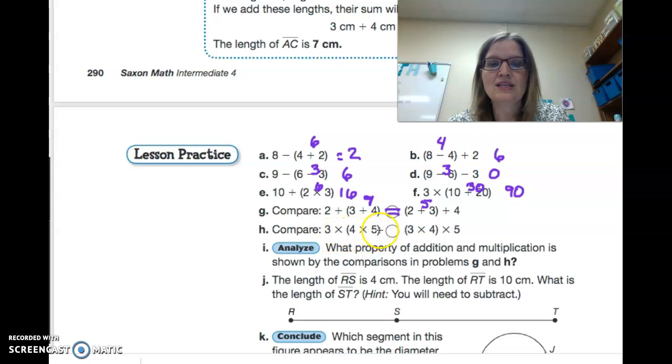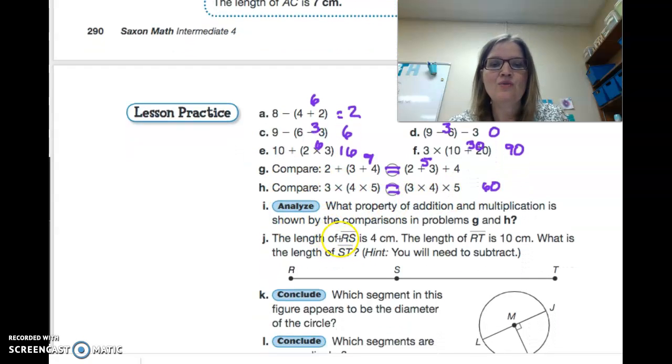Once more, I can see that this is going to be the associative property of multiplication, and it will be equal. I also know that both products are going to be, it looks like, 60, because 3 times 4 is 12, 12 times 5 is 60. Letter I, what property of addition and multiplication is shown in the comparison problems G and H? Guys, I already gave it away. It's the associative property here. One is of addition, one is of multiplication.